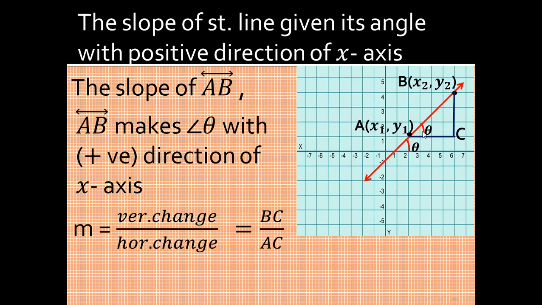And we know that the tangent of the acute angle in the right angle triangle is the ratio between the opposite side of this angle and the adjacent side of this angle. So it's going to be BC over AC, or the tangent of the angle.